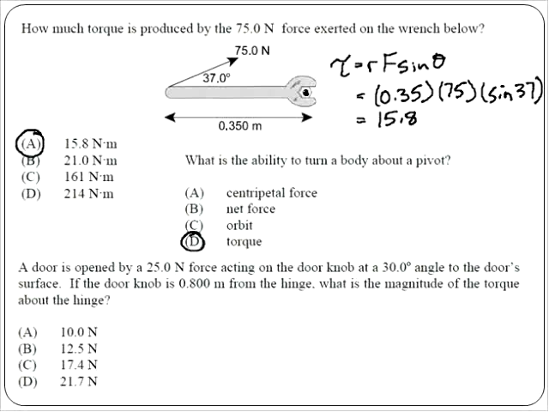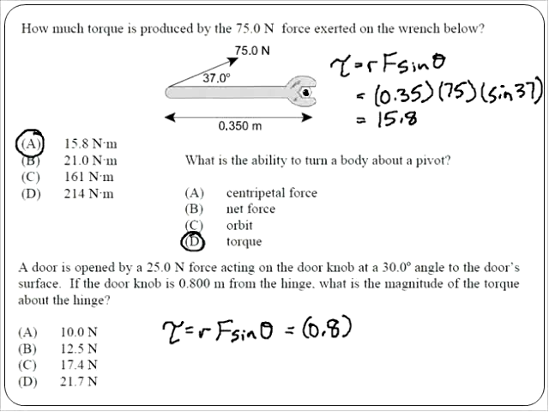Okay, then we got another one on the bottom just like the one on top, except there's no diagram, but it's still the same calculation. We still say R F sine theta. Okay, so we plug our numbers in. We're given all those values.